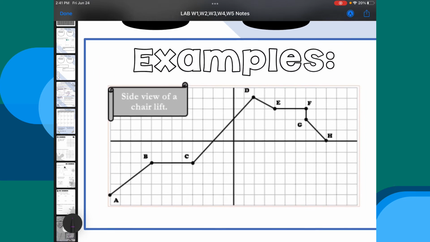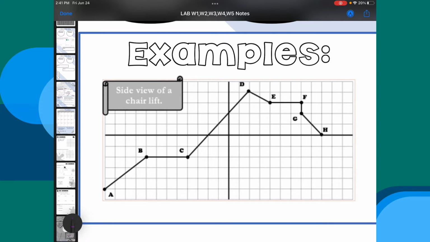If we have a graph and we're asked to find what parts are which, we could say that this part from A to B is positive. We always read a graph from left to right, just like we read words. This part from B to C, it is not going up or down, so it is 0. From C to D, we're going up again, so this would be a positive slope.